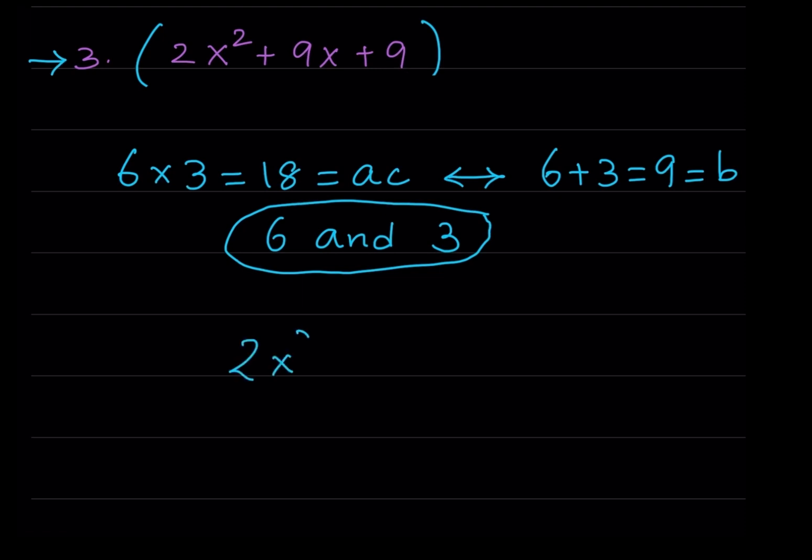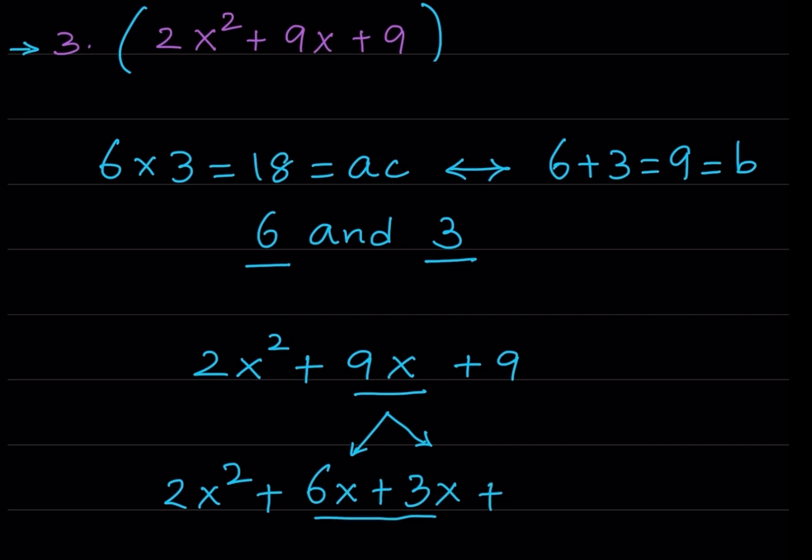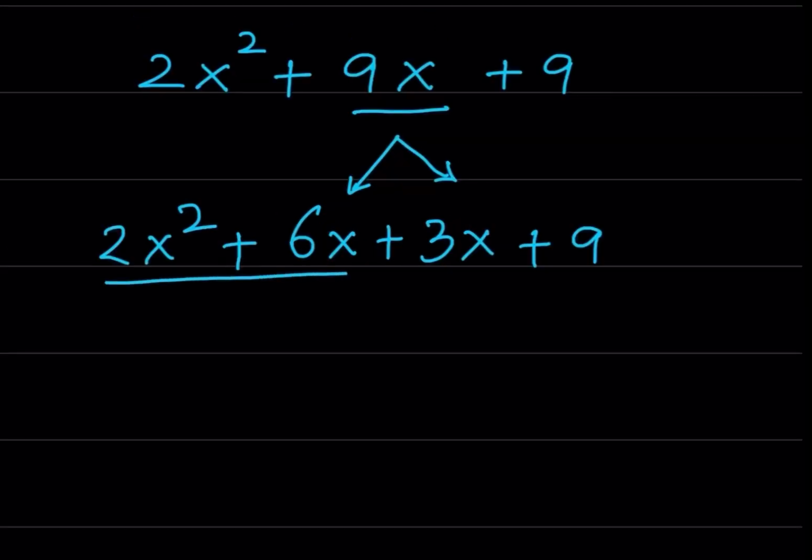So 2x square plus 9x plus 9. I am going to take the middle term and write it in terms of 6 and 3. So this becomes 2x square plus, I am going to write the 9x as 6x plus 3x. So when you add it, this becomes 9x, plus 9. First I am going to take these two terms and find the common factor. So the common factor is 2x. So I am going to take 2x out.